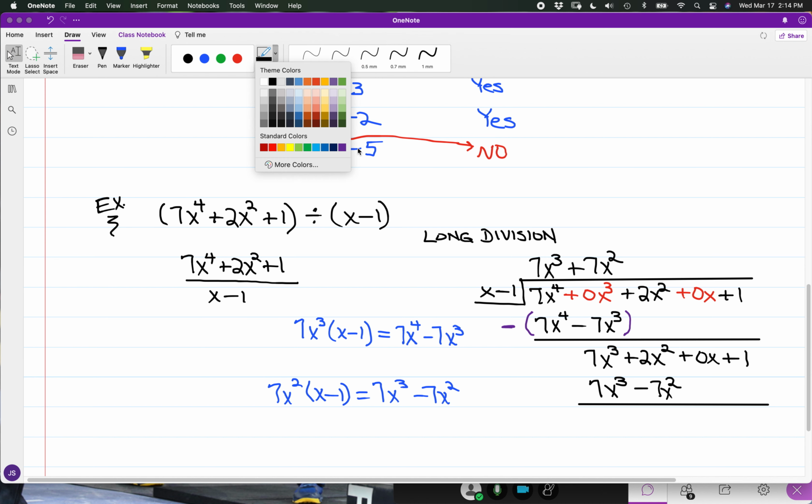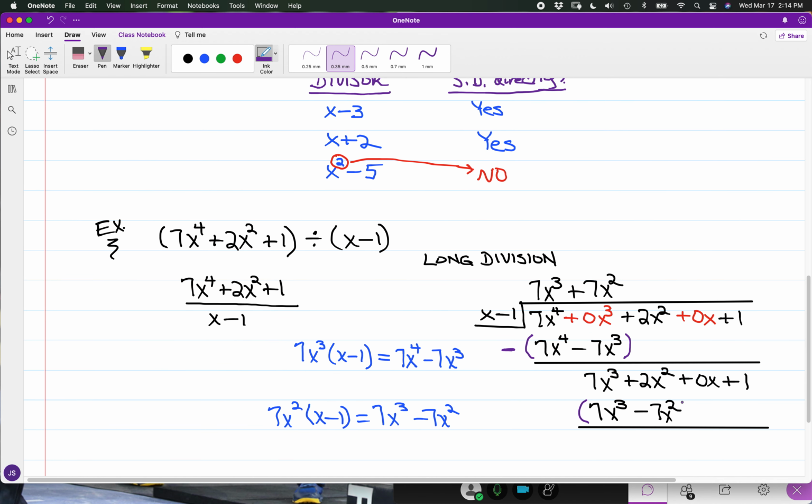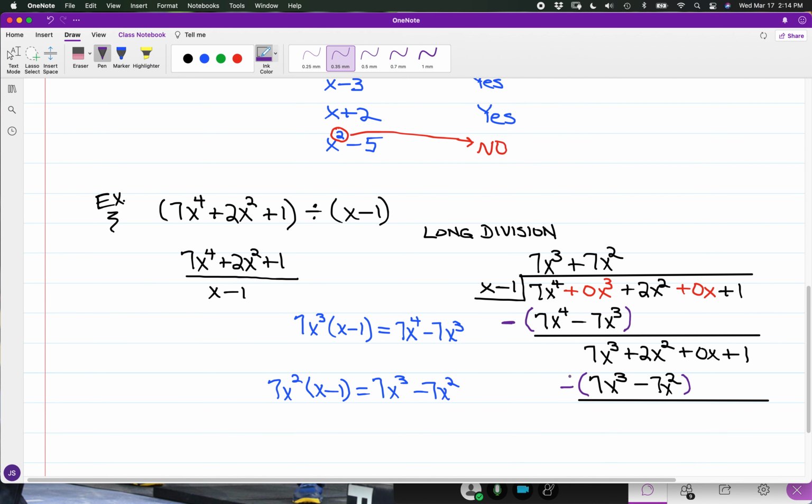Looking at the next phase, going row by row with subtracting, 7x cubed minus itself will go out. Then we've got 2x squared minus negative 7x squared, so this translates to 2x squared plus 7x squared, which is 9x squared. And we have plus 0x plus 1.